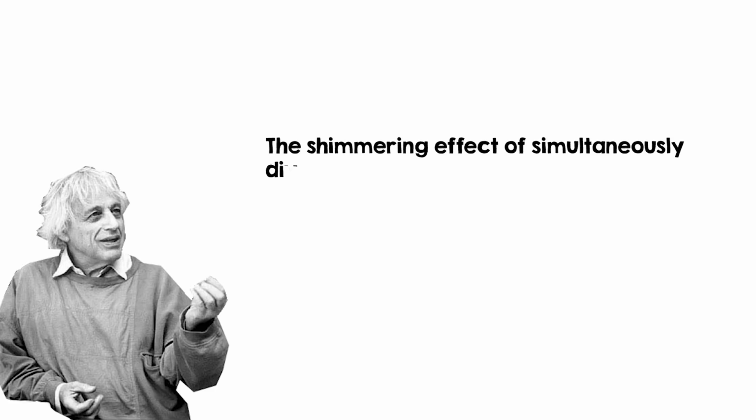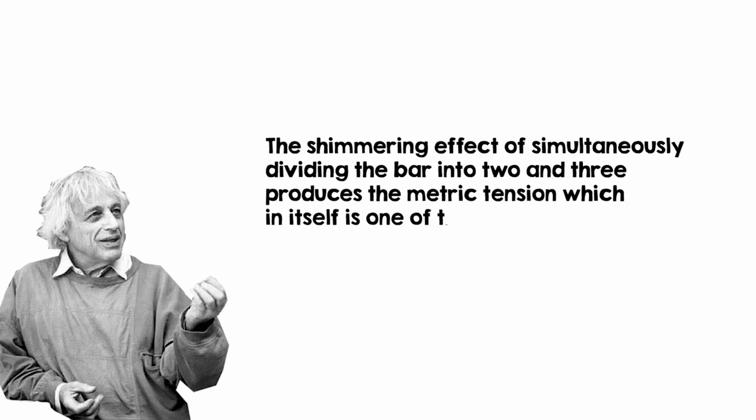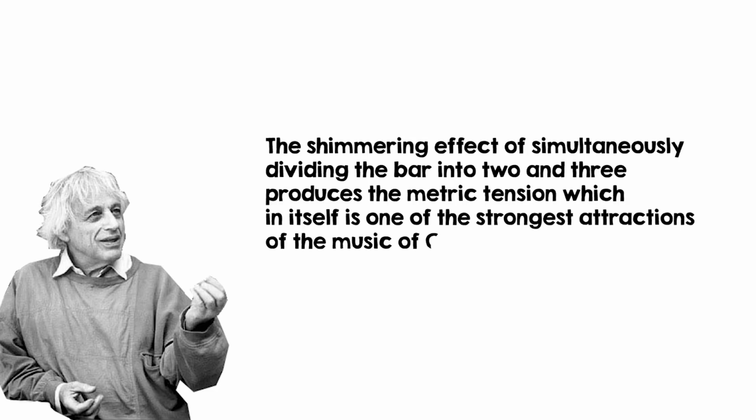Ligeti himself described the effect achieved by these kinds of polyrhythms. "The shimmering effect of simultaneously dividing the bar into 2 and 3 produces the metric tension, which in itself is one of the strongest attractions of the music of Chopin, Schumann, Brahms and Liszt." So this almost trance-like floating effect is one use Chopin finds for polyrhythms, and as we'll see, it's an approach that Ligeti shared.